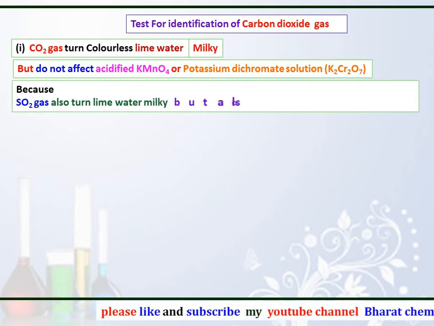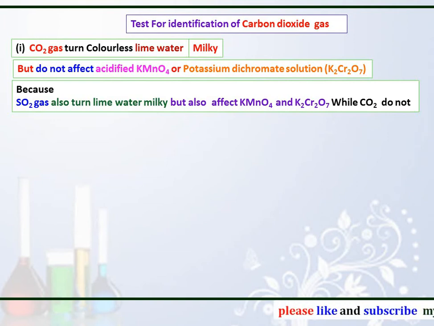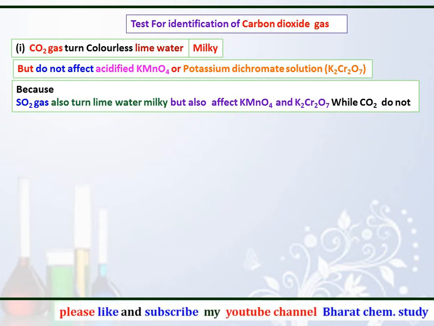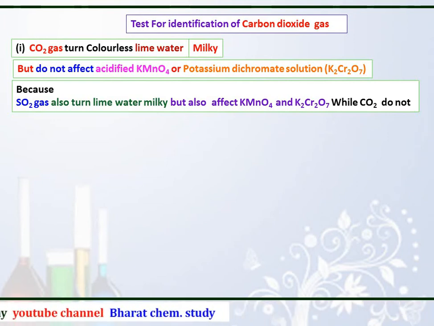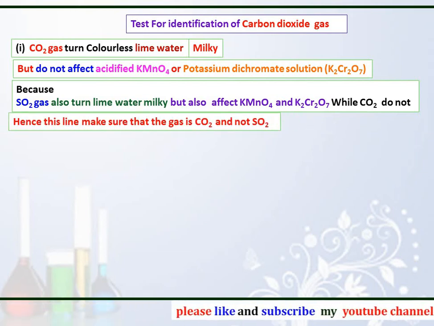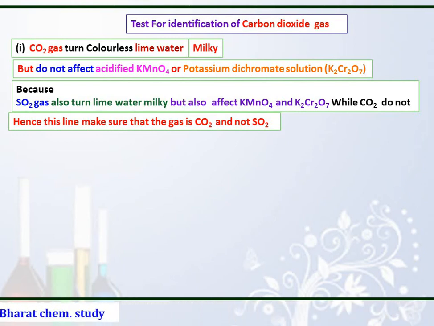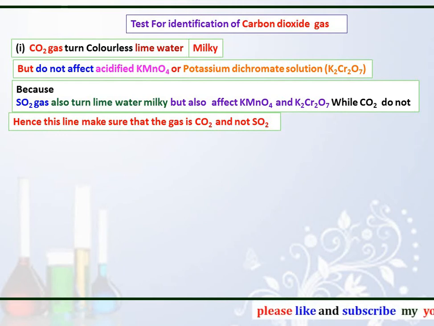Because sulfur dioxide also turns lime water milky, but sulfur dioxide also affects acidified KMnO4 and K2Cr2O7 solution, while carbon dioxide does not. So to differentiate between sulfur dioxide and carbon dioxide, it is very important to write that carbon dioxide turns lime water milky but does not affect acidified potassium permanganate or potassium dichromate solution.